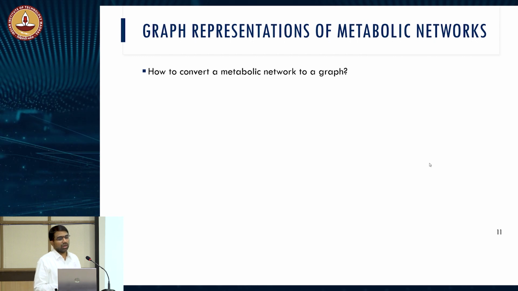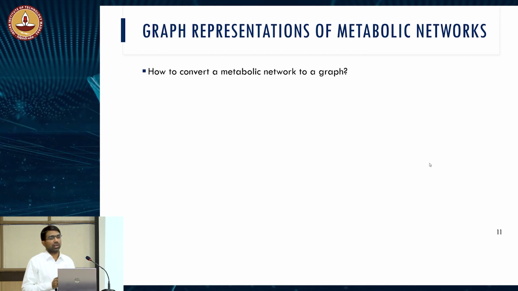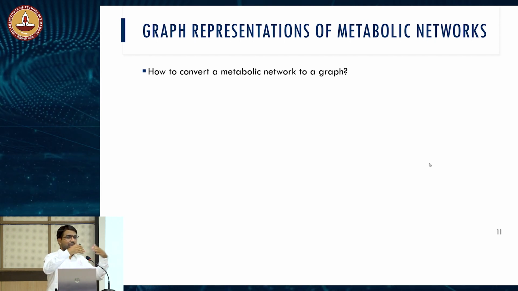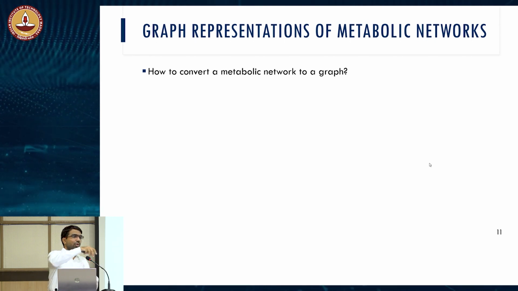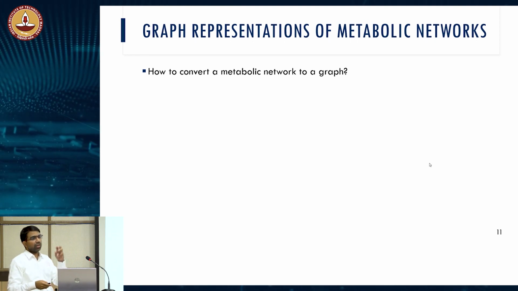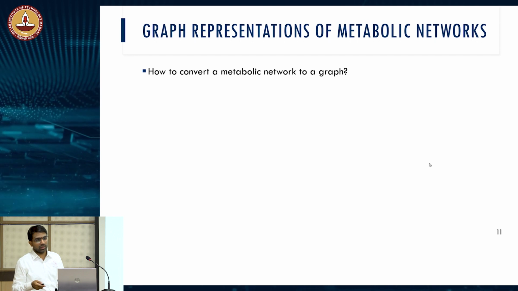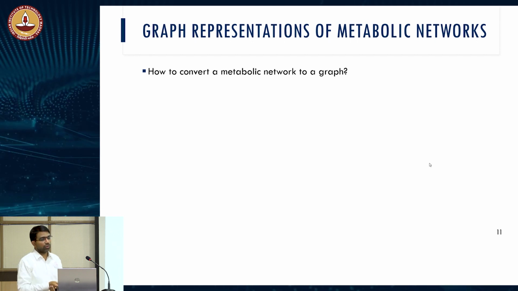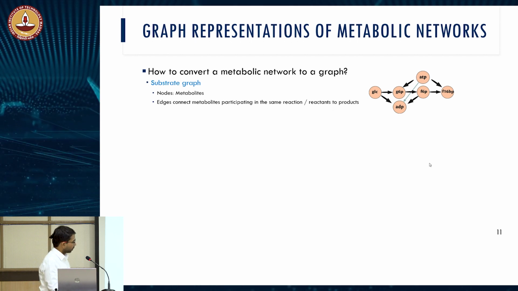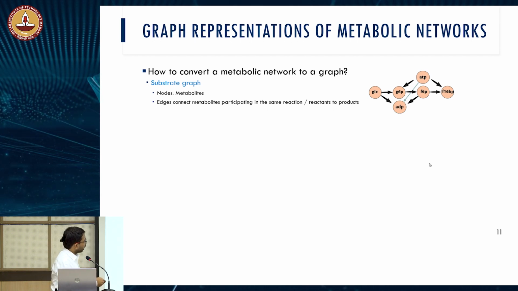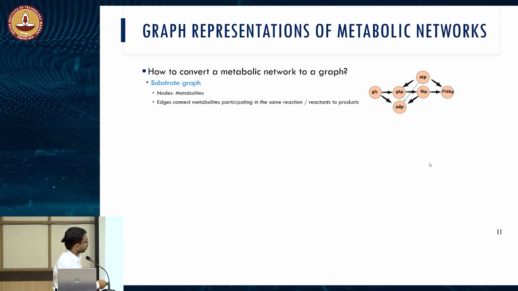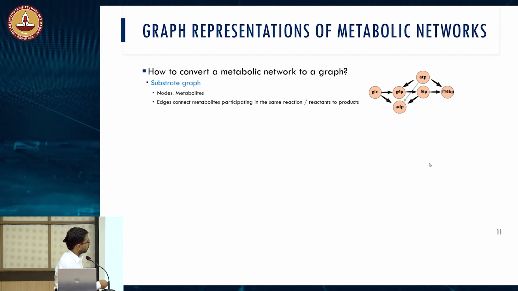Well, the question is simple. How do you convert a metabolic network to a graph? So Geeta was talking about road networks. Junctions where multiple roads meet would be a node, and the roads themselves would be the edges and so on. In this case, you have metabolites that are going to be the nodes and the reactions that are going to form the edges. This is something known as a substrate graph. So you have these metabolites. This is glucose. This becomes glucose 6-phosphate, which becomes fructose 6-phosphate and so on.